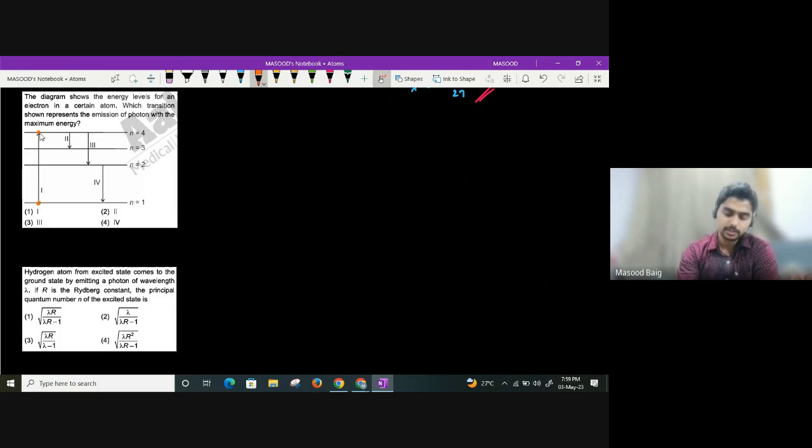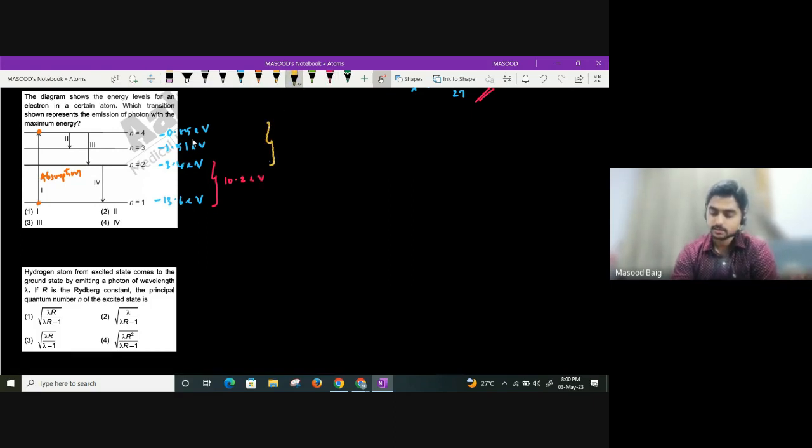The diagram shows energy levels for an electron in a certain atom. Which transition shown represents the emission of a photon with maximum energy? First one, you see, it is making a transition from a lower energy level to a higher energy level. This is your absorption spectra, but they have asked us to find emission spectra, guys. So which will have maximum energy?